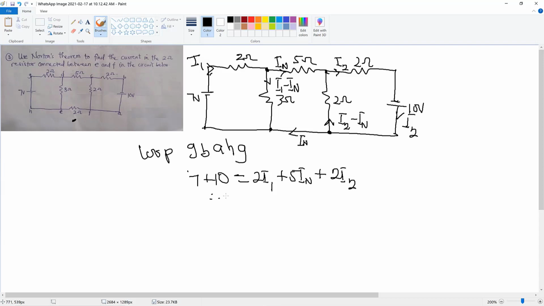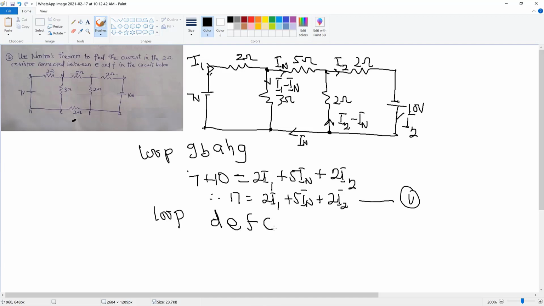Therefore, we know that 17 is equal to 2I1 plus 5IN plus 2I2. And that gives us our first equation. Again, we can decide to choose the middle loop. We can decide to choose loop D, E, F, C, D.